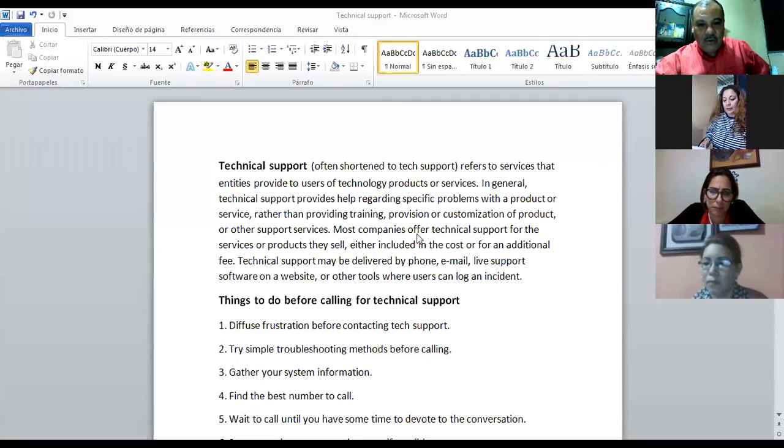Most companies offer technical support for the services or products they sell, either included in the cost or for an additional fee. Technical support may be delivered by phone, email, live support, software on a website, or other tools where users can log an incident. Questions?